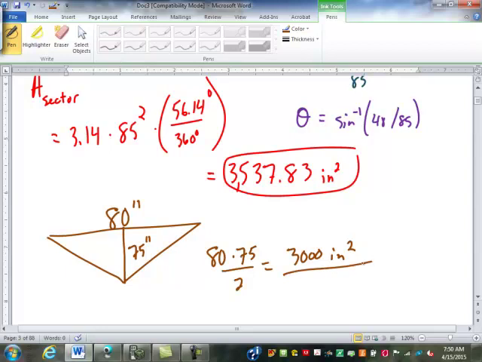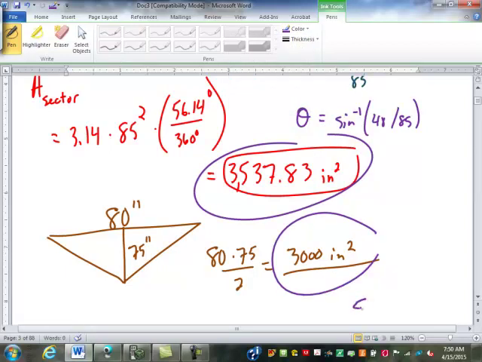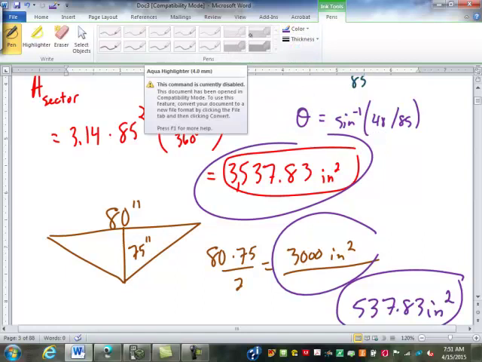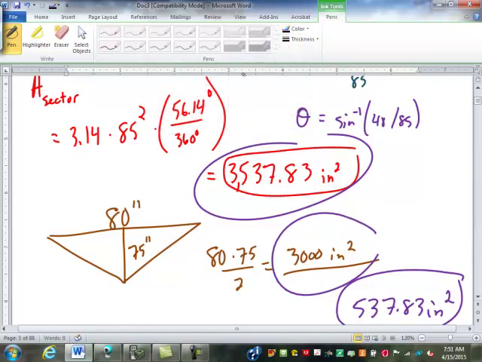So then we just subtract this minus this. 537.83 square inches is the area of, that's what we call a segment. That's the area of the segment. So I'm going to have you guys try one now again. See if you can get this one on your own.